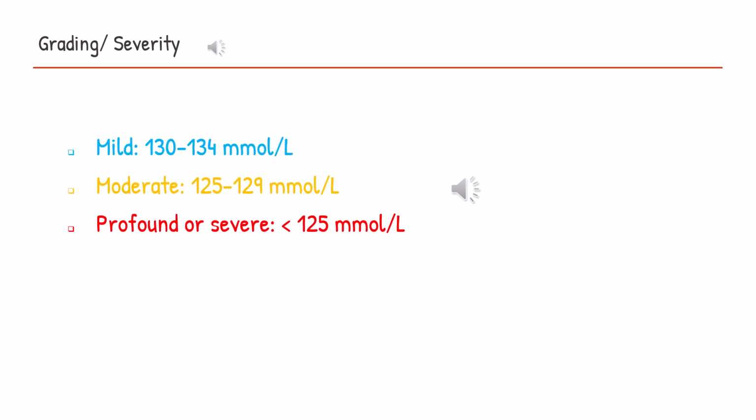Mild, 130 to 134 millimoles per liter. Moderate, 125 to 129 millimoles per liter. Profound or severe, less than 125 millimoles per liter.